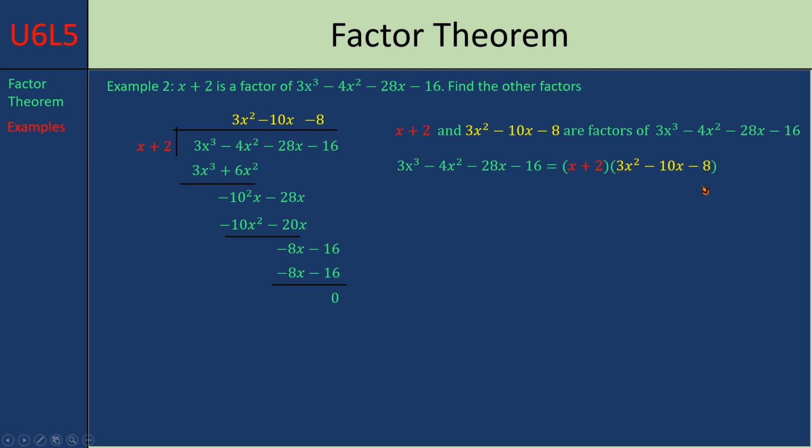But I'm going to factor this guy some more because it's a quadratic, right? I'm going to factor that. And then I get 3x plus 2 and x minus 4 from this yellow guy here. So now I have all three factors. These are all factored all the way down. You can't factor them anymore. So x plus 2, x minus 4, and 3x plus 2 are factors of this guy.